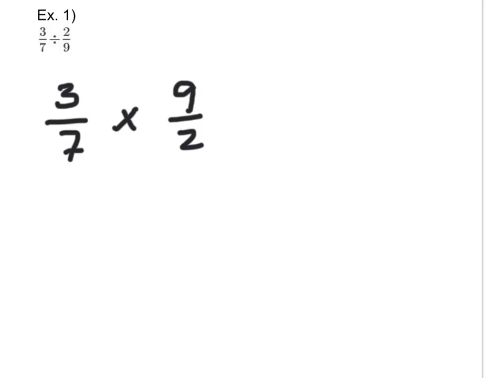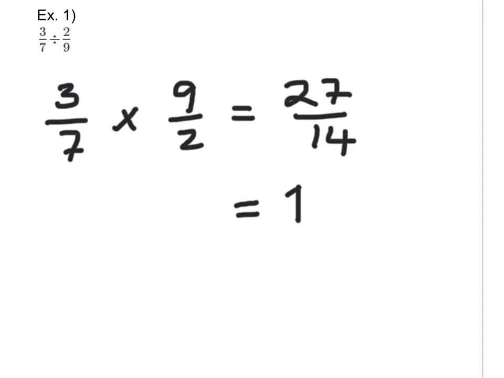Now, diagonals, 3 and 2 can't be simplified, 7 and 9 can't be simplified, so we multiply, we get 27 over 14. And then to write our answer, we always want our answers back as mixed numbers. So how many 14s make up 27? 1. And there's 13 left over. 1 and 13 14ths is your answer.